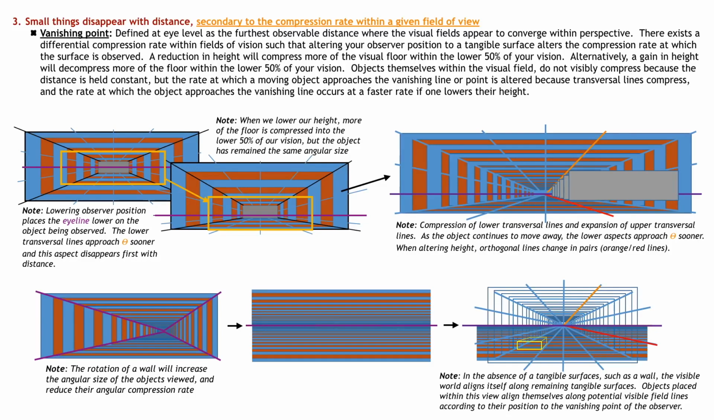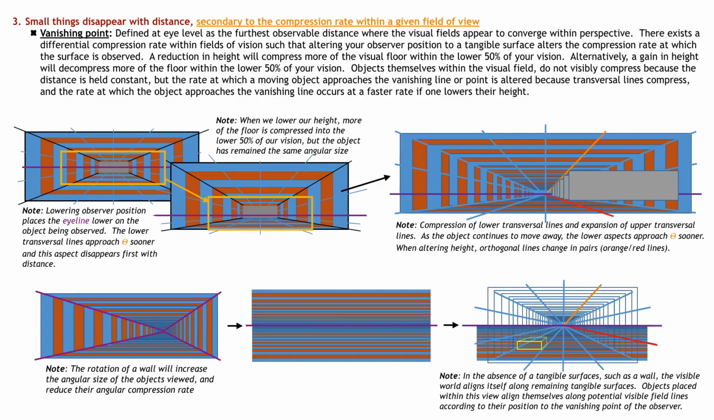And these pictures again are just showing in the upper left that if I lower my eye height down, I'm just compressing those transversal lines, placing more information within a smaller reference frame, and lowering my eye height with respect to the distant object, in this case the gray box. And the rate at which that gray box were to approach that purple line, which is the eye line, occurs at a faster clip.